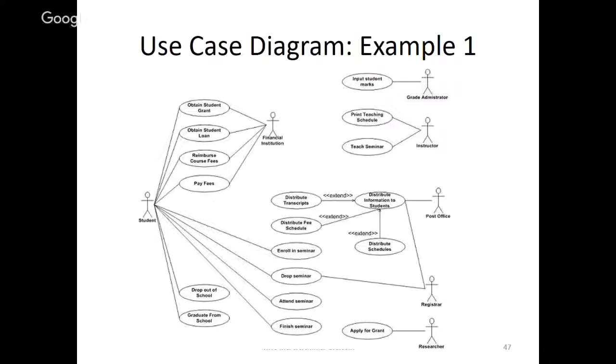But the exact reports that we need, think of each of these three as being reports. Each of those is very unique and specific. If we look through a few of these others, you've got student and financial institution in terms of obtained student grants or student loan, reimburse course fees or pay fees. Okay, so go through there. It's like, okay, we've got different non-person entity actors here, and we've got person actors.